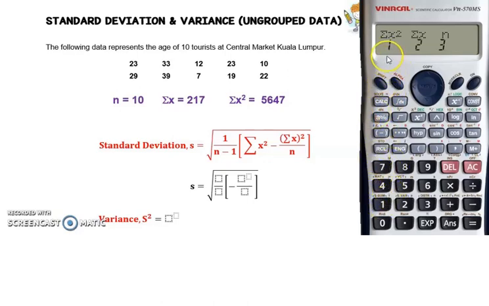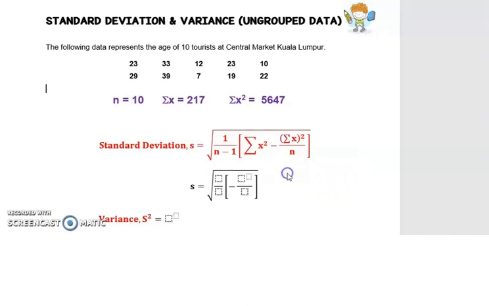Okay, now you get summation of x square is at number 1, so you press 1 equal. So you get 5,647. So if you want summation of x, again you press shift 1. So summation of x is number 2. So you press 2. Then you must press equal again. Then you get 217.